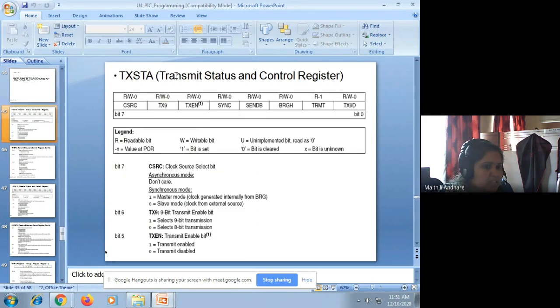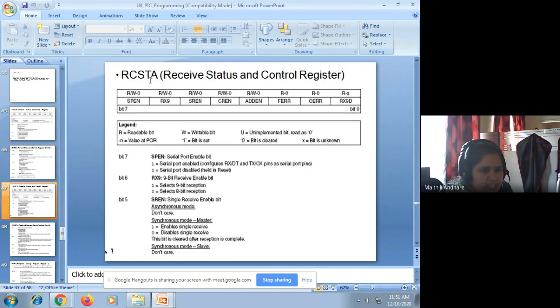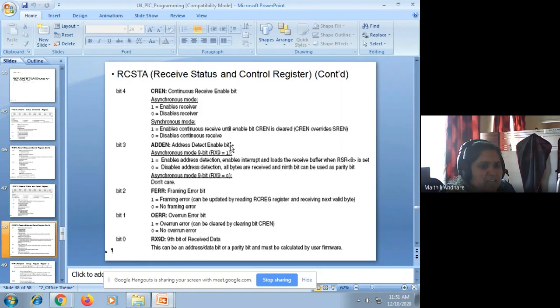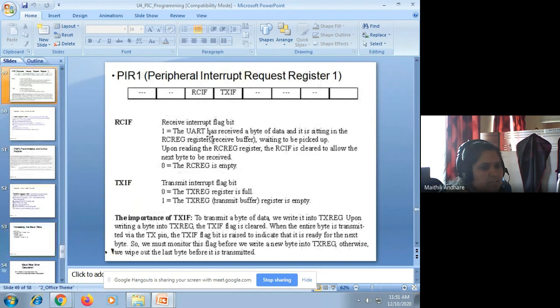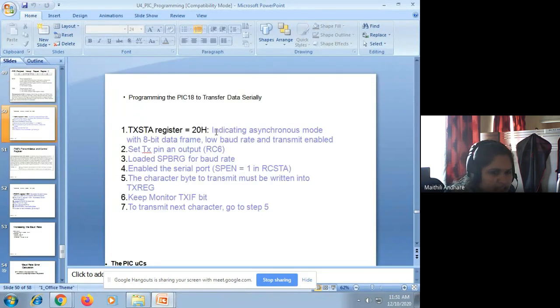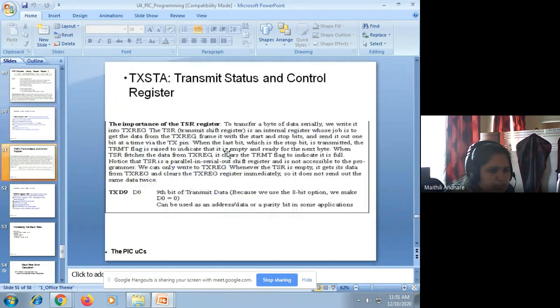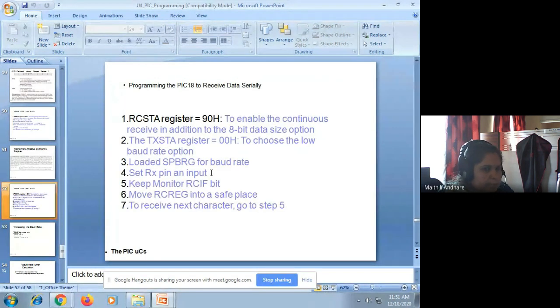TXSTA is the register to show the status and control the transmission operation. RCSTA register is to show the status of reception as well as control the reception activity, and PIR1 register is where the reception interrupt flag and transmission interrupt flag bits are available. Then we have seen the steps or algorithm for transmission of data and algorithm for reception of data. That's it. Any doubt regarding this?